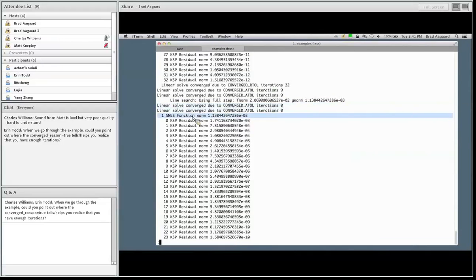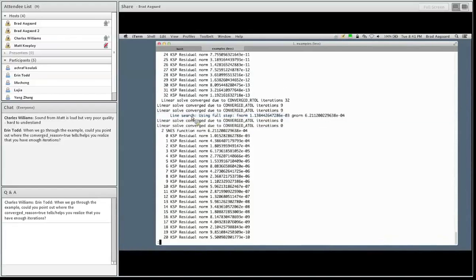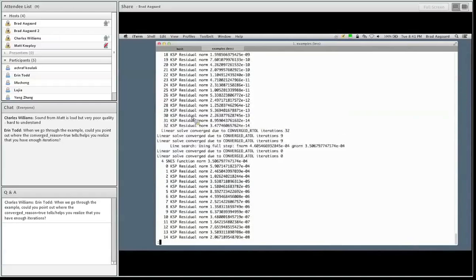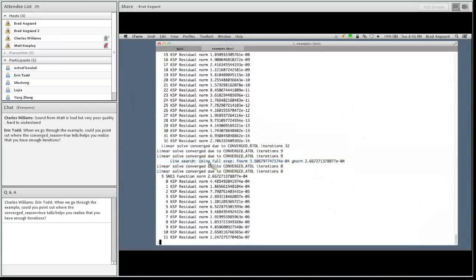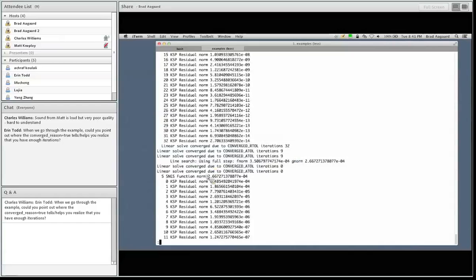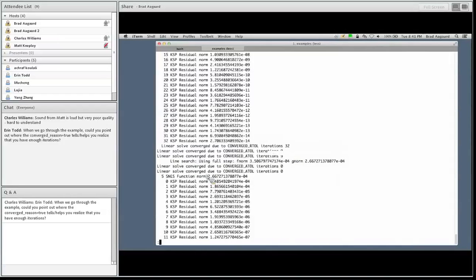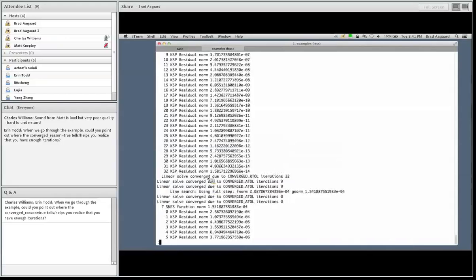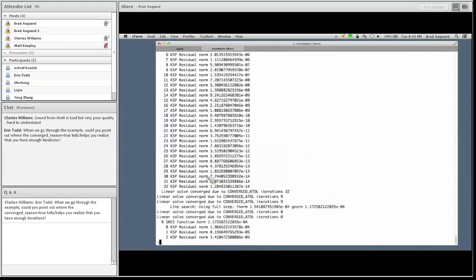Now we're in the 2nd iteration. We've reduced our residual to 2 times 10 to the minus 2, I believe. Now we're down to 1 times 10 to the minus 3. We do another linear solve, now going down to 10 to the minus 14, and another update. 4th iteration of SNES, now we're at 10 to the minus 4. 5th iteration, 2 times 10 to the minus 4. 6th, 2 times 10 to the minus 4, then 1 times 10 to the minus 4.